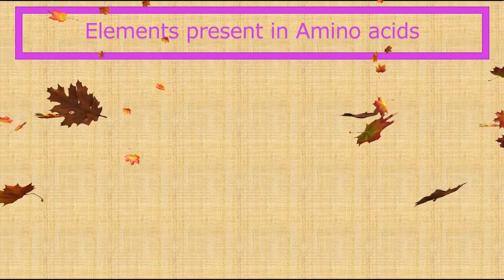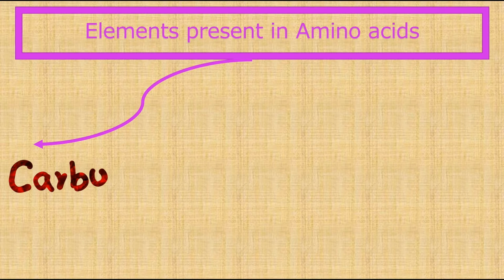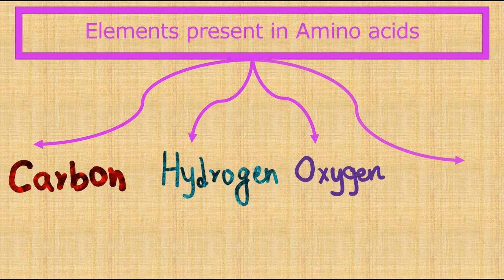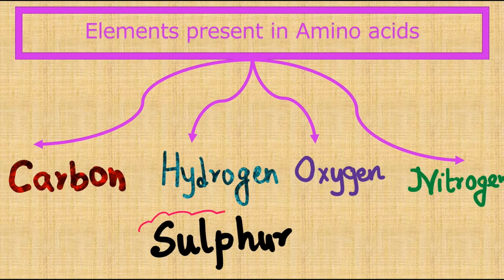Now let me discuss the elements present in amino acids. The main elements present in amino acids are carbon, hydrogen, oxygen and nitrogen. Some amino acids also have sulphur and other elements, but the ones that must be present within amino acids are carbon, hydrogen, oxygen and nitrogen.